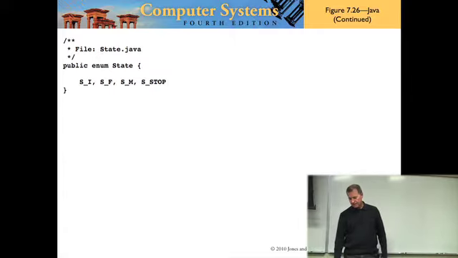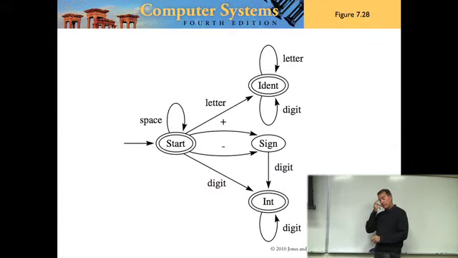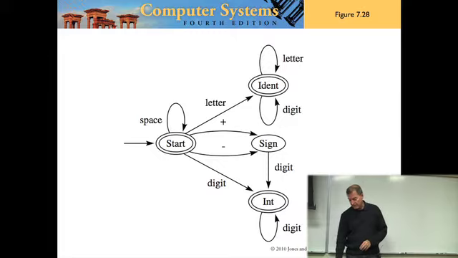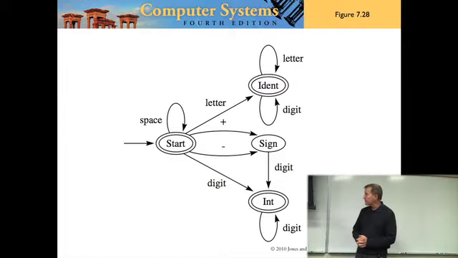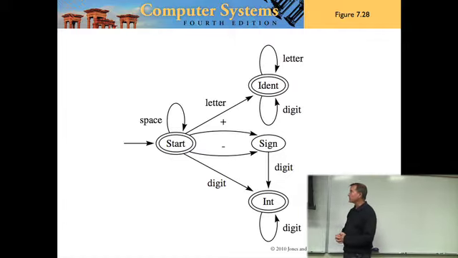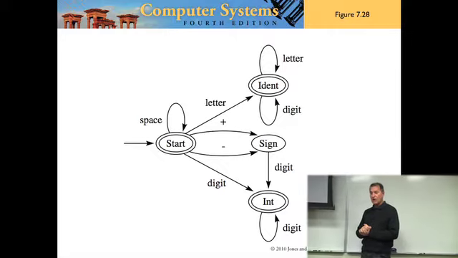All right, so now let's move ahead. The next project that we're going to do, I'll demo this in a minute. But let's take a look at Figure 7.28 for a second. The next example that we're going to give you is this finite state machine shown in Figure 7.28. How many final states are there in this finite state machine? Three. Those three states are start, ident, and int.